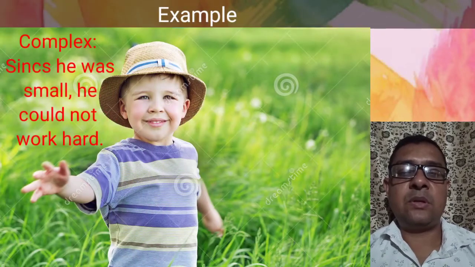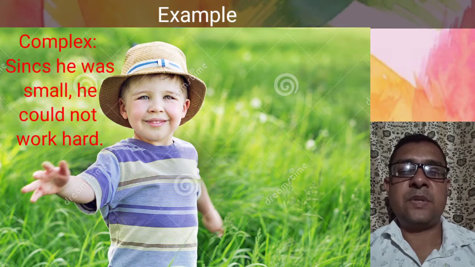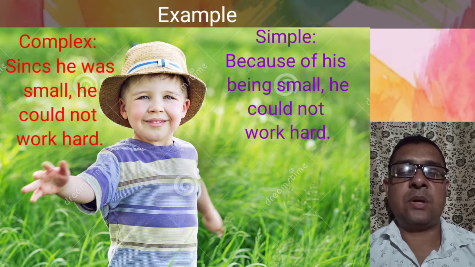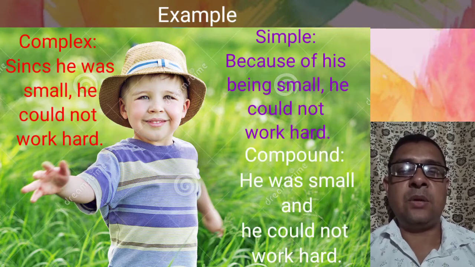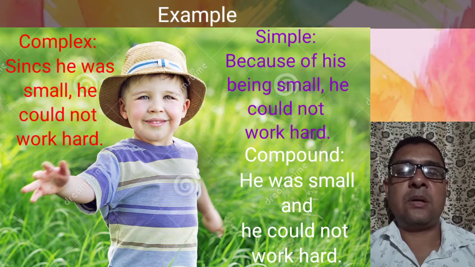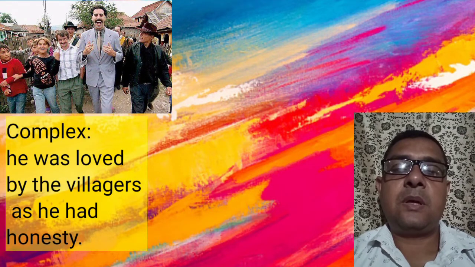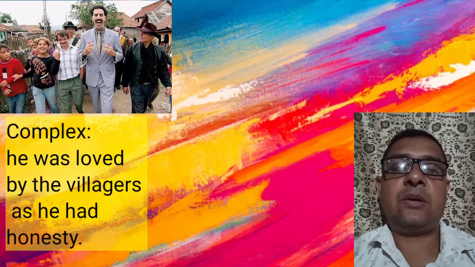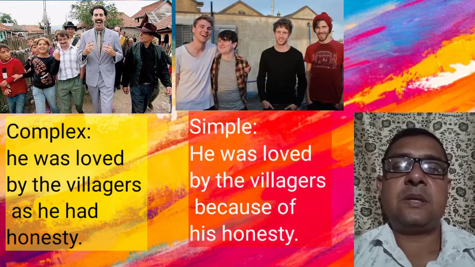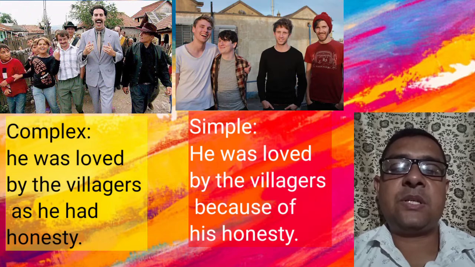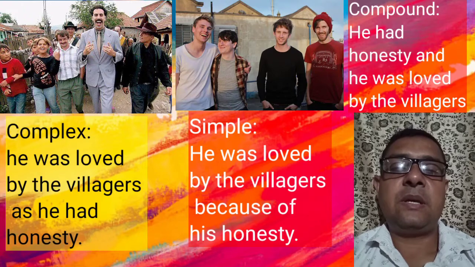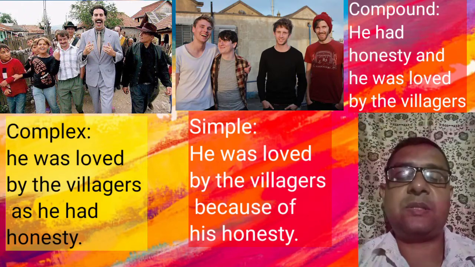For example, complex sentence: since he was small, he could not work hard. Simple sentence: because of his being small, he could not work hard. Compound sentence: he was small and he could not work hard. Another example, complex sentence: he was loved by the villagers as he had honesty. Simple sentence: he was loved by the villagers because of his honesty. Compound sentence: he had honesty and he was loved by the villagers.